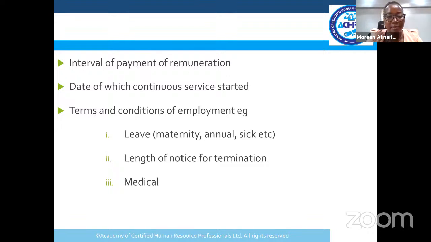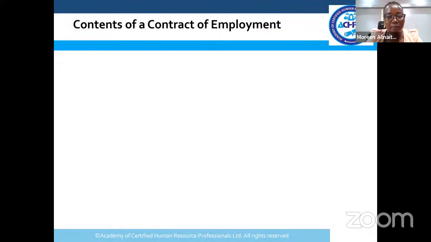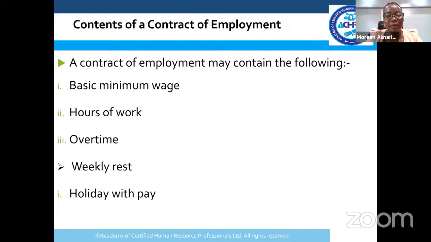We have our terms of employment. These are very important terms in a contract of employment. Number 1, basic minimum wage. If you do not pay the person the basic minimum wage, they could sue you. And then you would need me to defend you, or any other lawyer in Kenya to defend you. Make sure you follow the basic minimum wage.